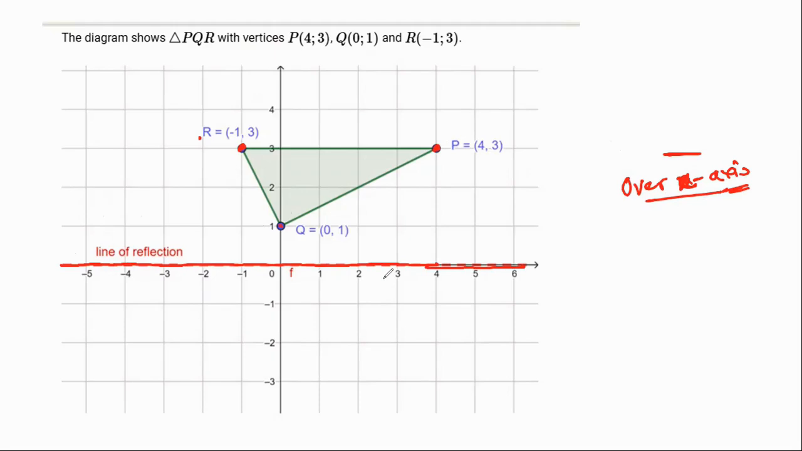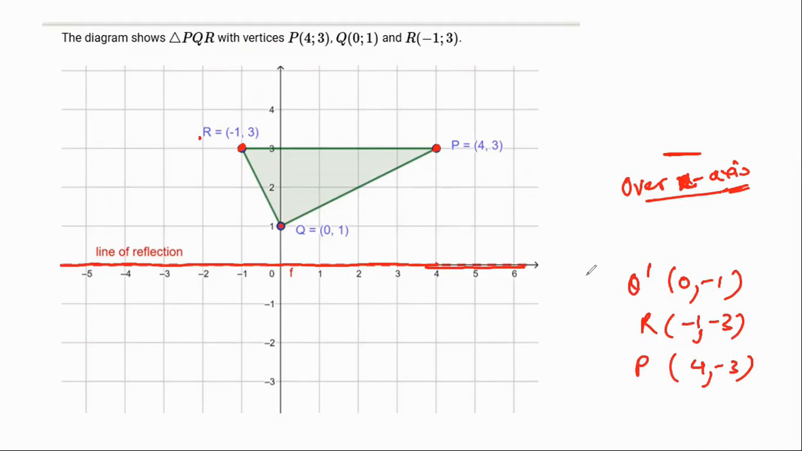So over the x-axis, you just have to change the sign of y, right? So this is my Q, 0, 1. So new Q dash will become 0, negative 1. Then we have R, minus 1, 3. It will become minus 1, minus 3. And for P, it is 4, 3. It becomes 4, negative 3.